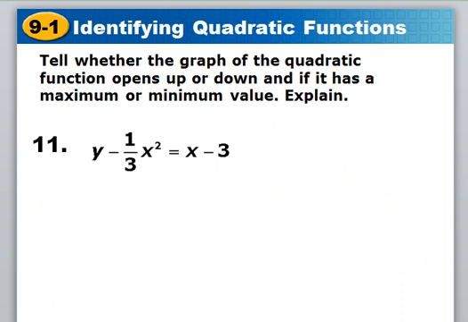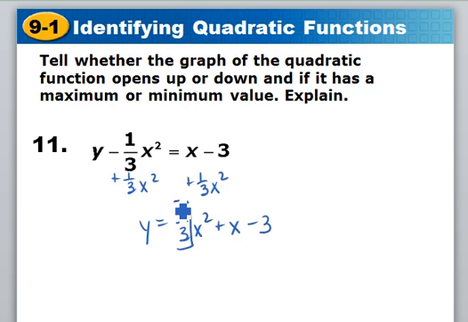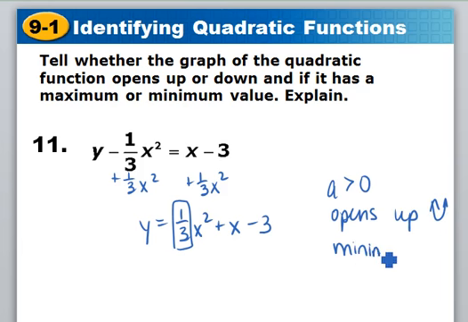Alright, so what we're going to do is we're just going to quick answer these questions. These are pretty simple. We're going to first make it into the form y equals ax squared plus bx plus c. There's my values. And if I look right here is my a value. It's the one that's attached to the x squared. A is greater than 0, so that means that it opens upward, which means it looks like this, and it means it has a minimum value. Right there is its lowest point.